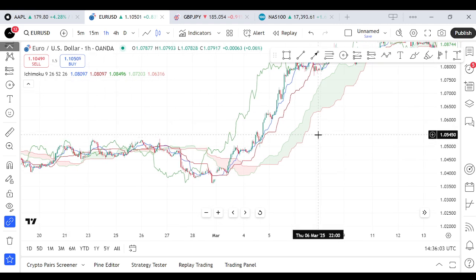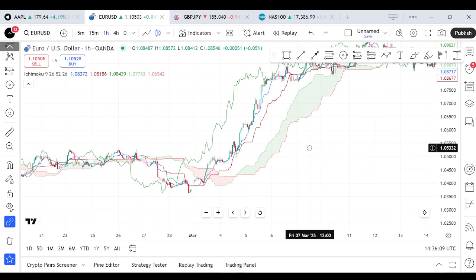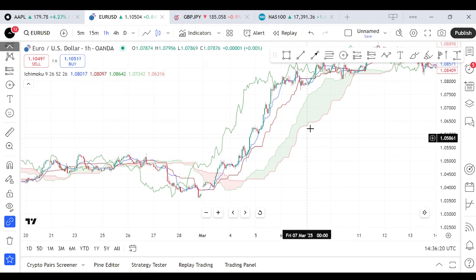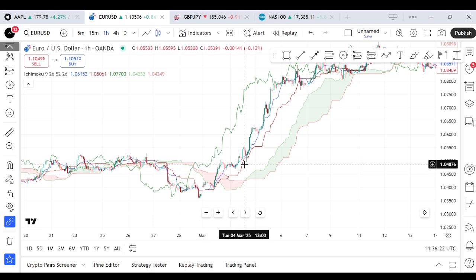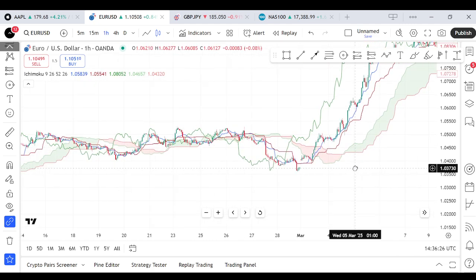So how can we apply this Ichimoku Cloud indicator to our day trading? That's where I'll talk about the Ichimoku Day Trading Strategy. The first step is to determine the overall trend by analyzing the price action in relation to the cloud. Remember, once price is above the cloud, it signals an uptrend, and when it's below it, the market is in a downtrend.